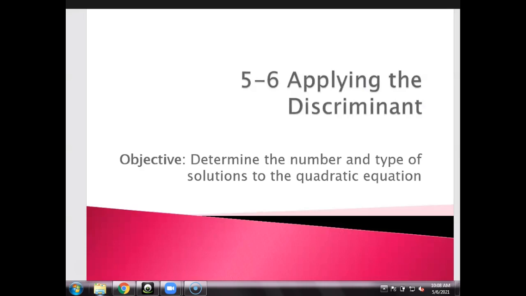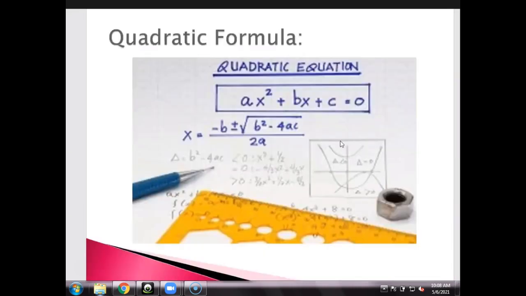So, let's go over the quadratic formula. The quadratic formula is x equals negative b plus or minus the square root of b squared minus 4ac. It comes from standard form. A quadratic equation in standard form is ax squared plus bx plus c.